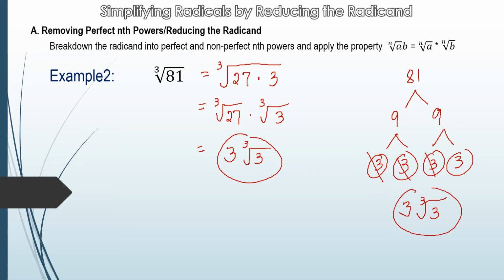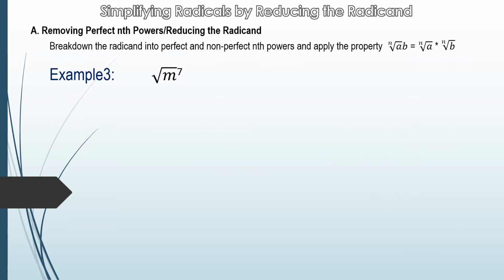So as you can see, we have the same answer, 3 cube root of 3. Let's have another example. Let's say we have the square root of m raised to the 7th power. So here, we will think of a factor pair for m raised to the 7th power, in which one of the factors is a perfect square. So we're going to have m raised to the 6th power times m.